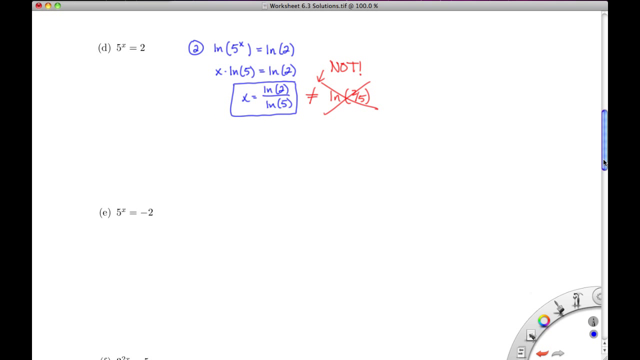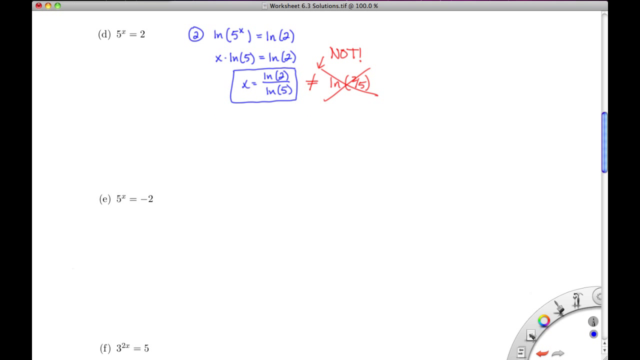All right, so now we'll consider part E. It seems very similar to part D, except we've got -2. Now there's a couple things we're going to notice here. If you are paying attention, you might look at this and say, wait a minute, 5 to the power of x, that's an exponential. It's never going to be equal to -2 because -2 is not in the range of this function.